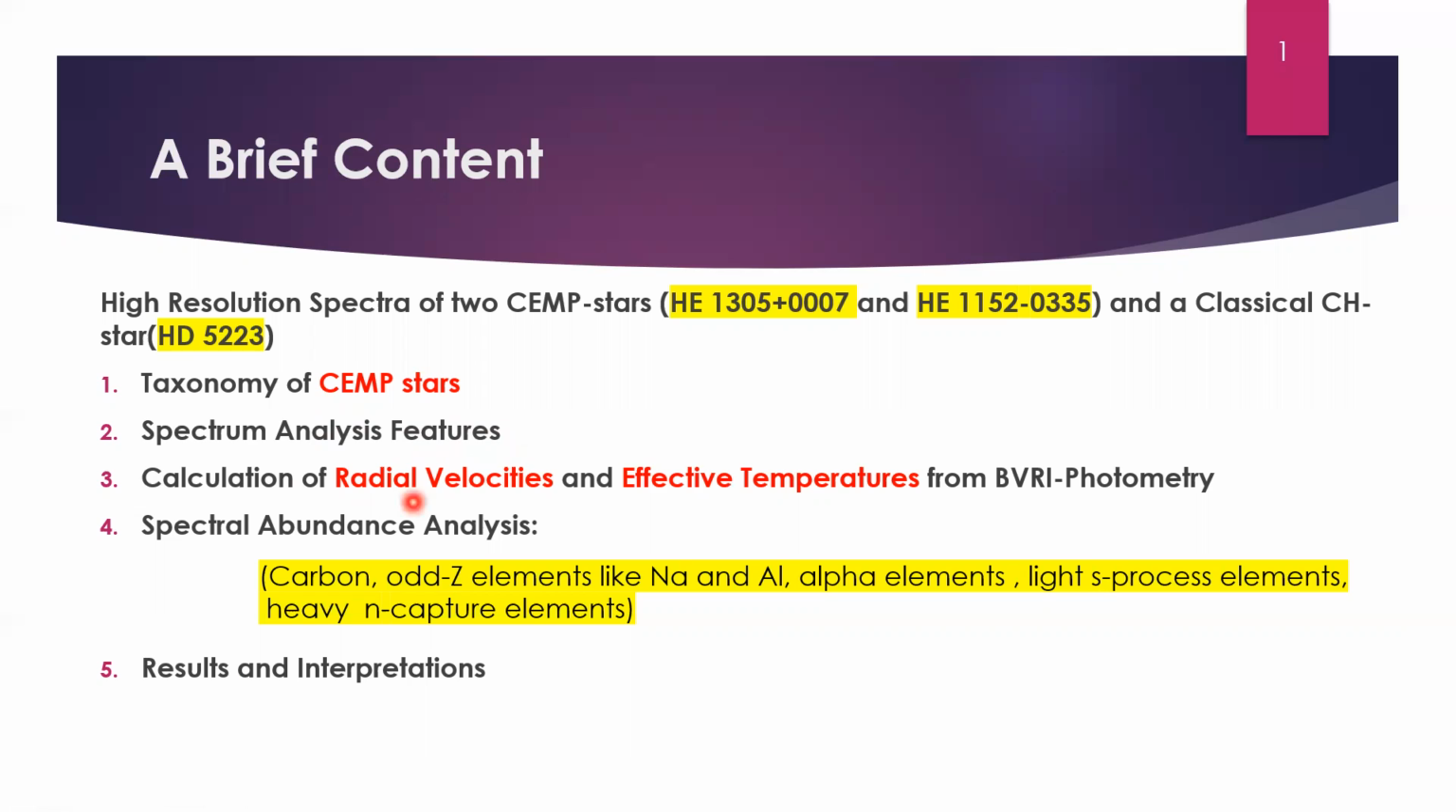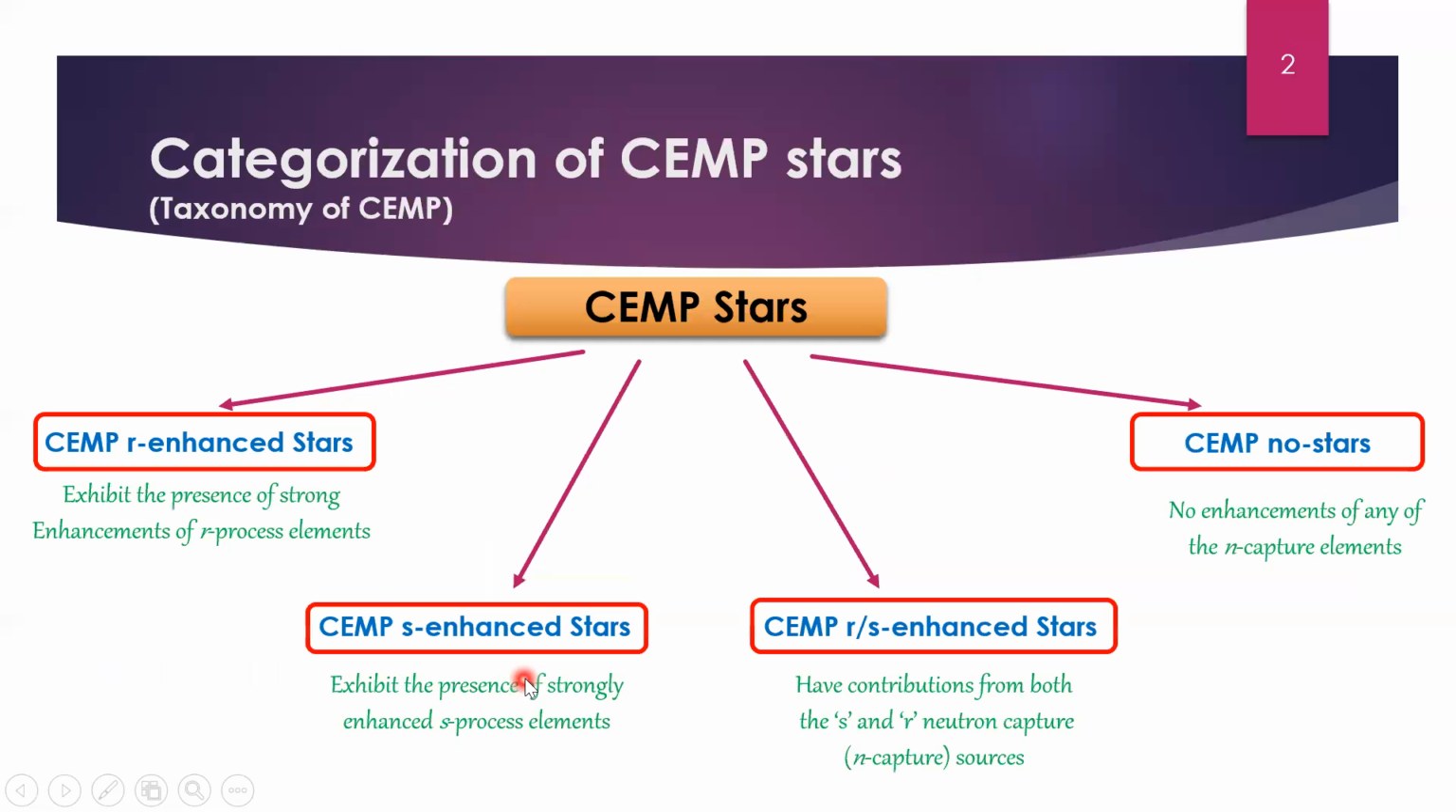On obtaining the reduced spectra, we calculate the radial velocities and the effective surface temperatures of these stars using the BVRI photometry method. Finally, we analyze the spectral abundances of various elements to know the composition of the stars and then segregate them under the taxonomy of the CEMP stars. At the end, we present the results and the interpretation that the paper concludes.